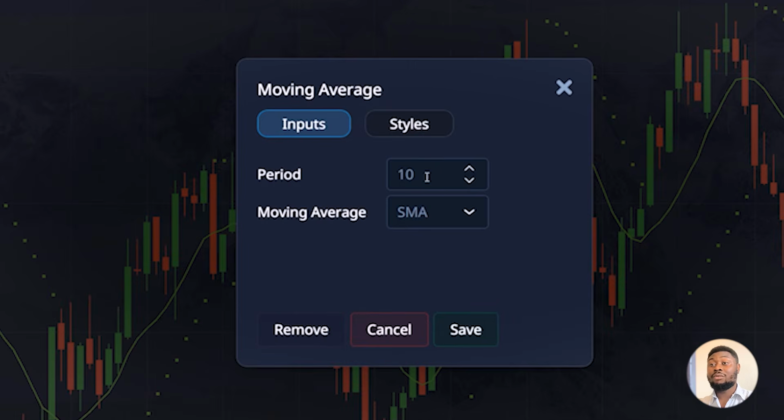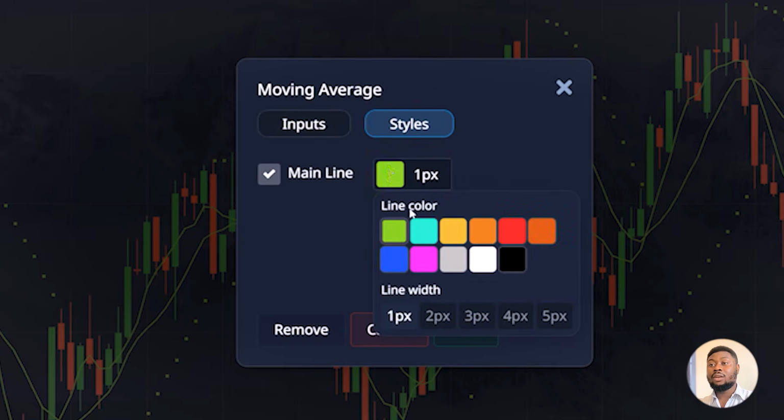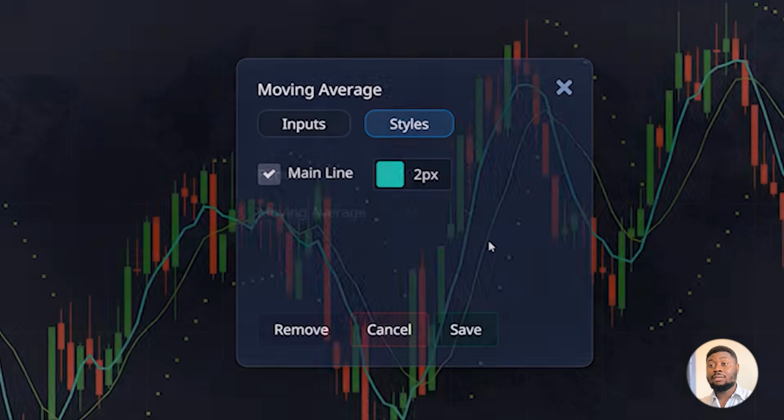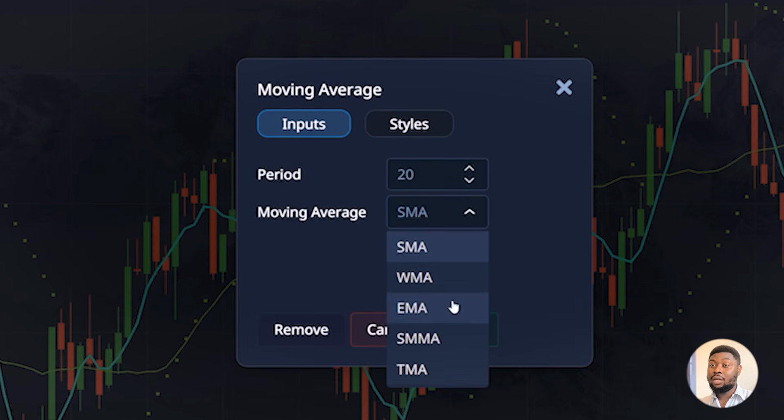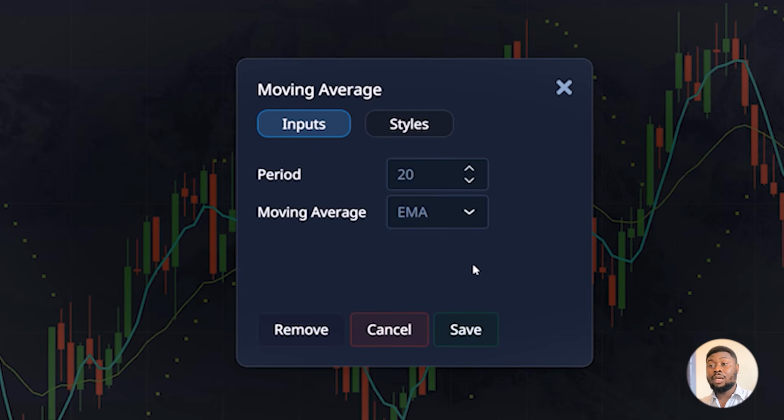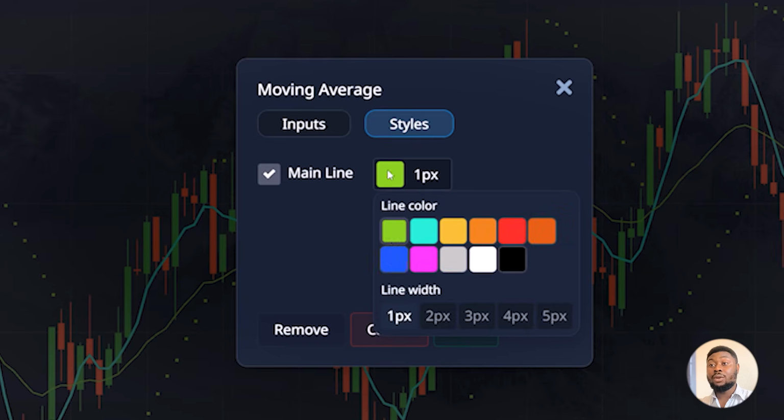For the first moving average, I'll make the period 5. I'll leave the line type SMA. In the style settings, I'll set the color of the indicator line to turquoise and increase the thickness. I'll increase the period of the second moving average to 20 and the line type will be EMA. I'll make the color of this indicator line blue and also increase the thickness.